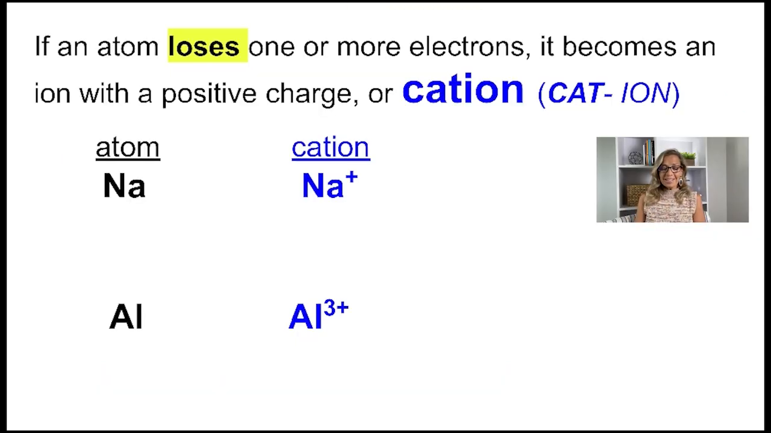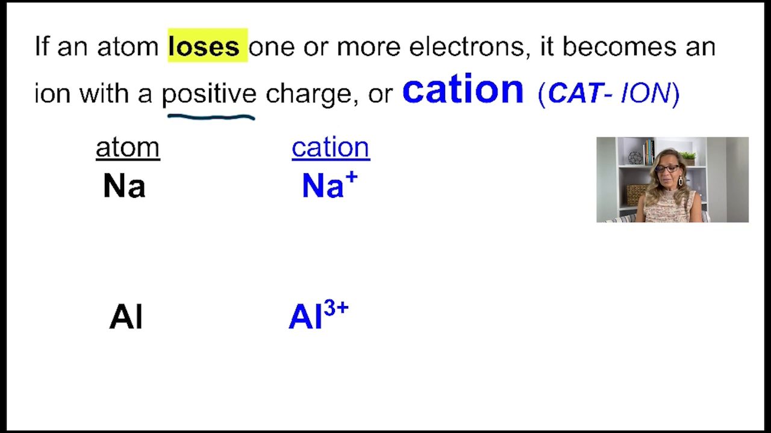So let's talk about what happens when atoms lose electrons. Now, the big idea is electrons are going to come and go to make these ions, and this is a big part of chemistry. So you might want to make some notes here. If an atom loses an electron or more, it becomes a cation, and cations have a positive charge.